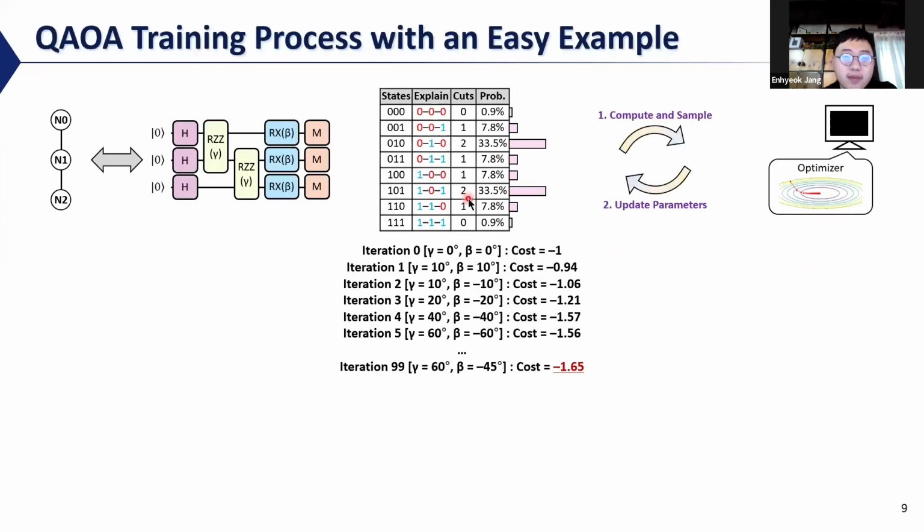Here is the basic training process of QAOA for an easy example. We have a three-node graph with two edges, and this is the approximated quantum circuit. We keep updating the parameters using the classical optimizer, and after the iterations we can get the maximum cut solution.